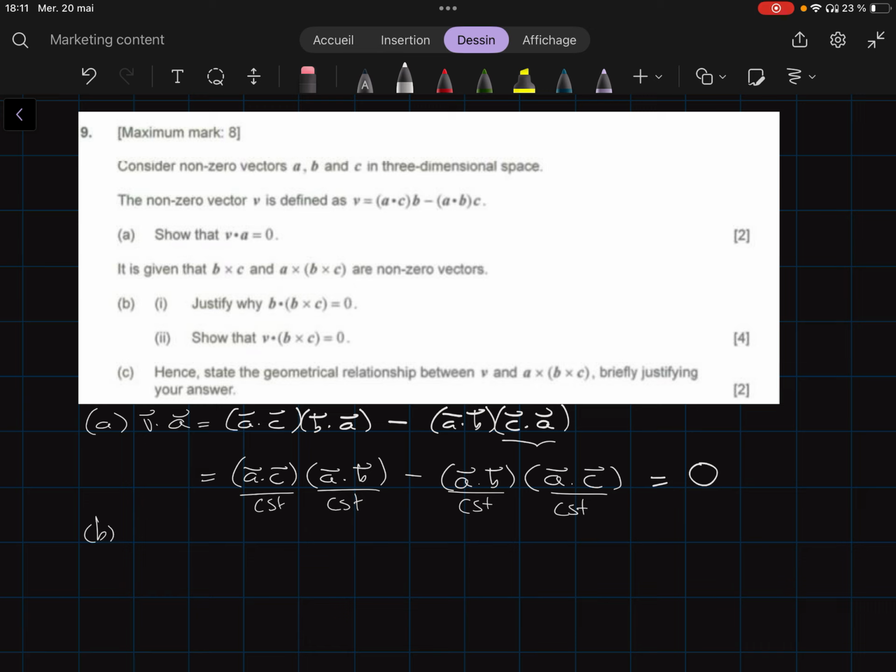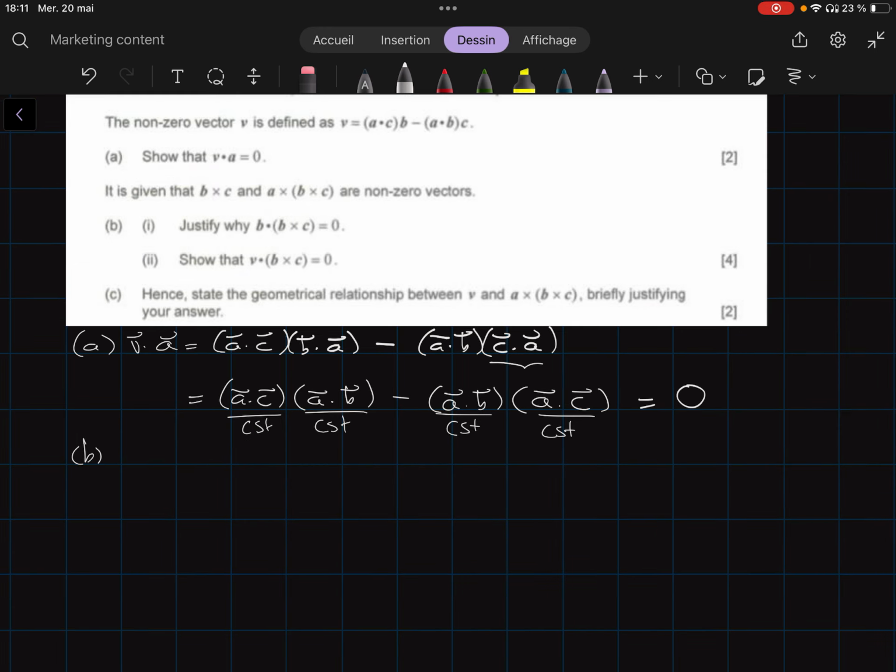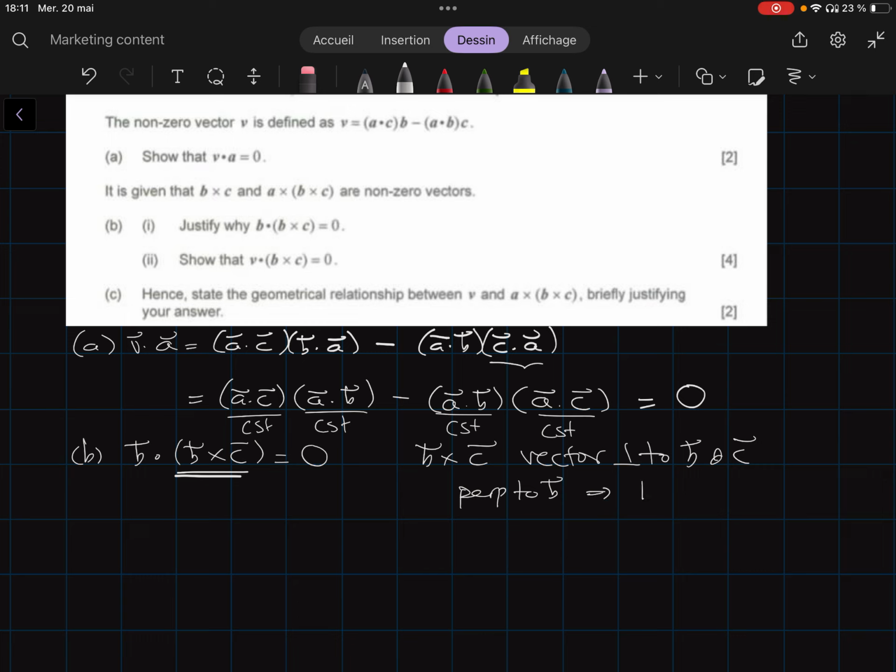Part B. It is given that B cross C and A cross B cross C are non-zero vectors. Justify why B dot B cross C is equal to 0. Why is this the case? What is B cross C? B cross C gives you a vector that is perpendicular to both B and C. By definition, it is perpendicular to B, and therefore the dot product between these two has to be 0.